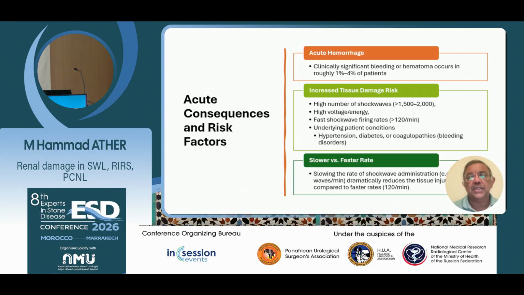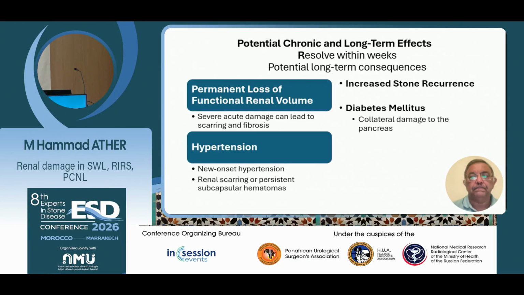The slow versus fast rate was documented many decades back, that not only does a slow rate improve stone fragmentation, but it can also potentially save the kidney from damage. The potential chronic and long-term effects of lithotripsy, fortunately, are not very frequently seen. Most of these acute events resolve within weeks, and there is less potential for long-term consequences, but they can still happen.